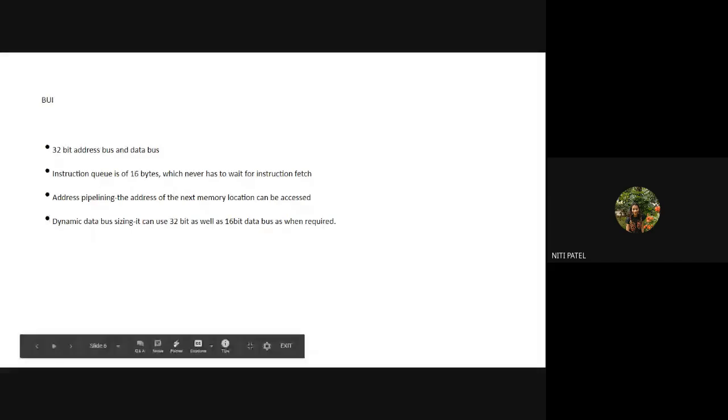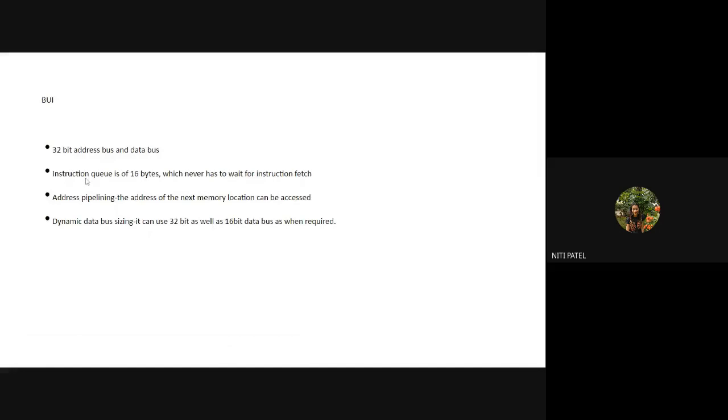Yes or no? Okay. So we have 32-bit of address, 32-bit of data. We have instruction queue of 16 bits. What is that instruction queue? A place where all the instructions are stored and then they are executed one by one by the CPU.